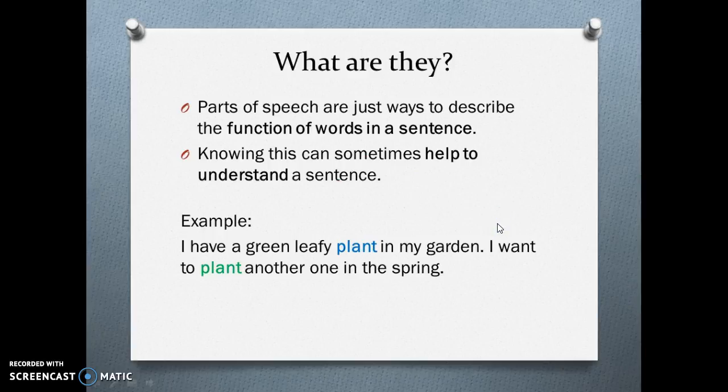For example, I have a green leafy plant in my garden. I want to plant another one in the spring. In this sentence, the word plant is a noun. It's something. In the second sentence, it's a verb. It shows action. I want to plant. I want to do something.